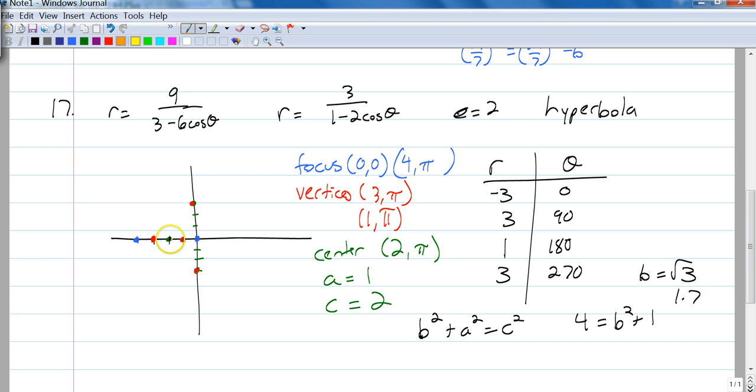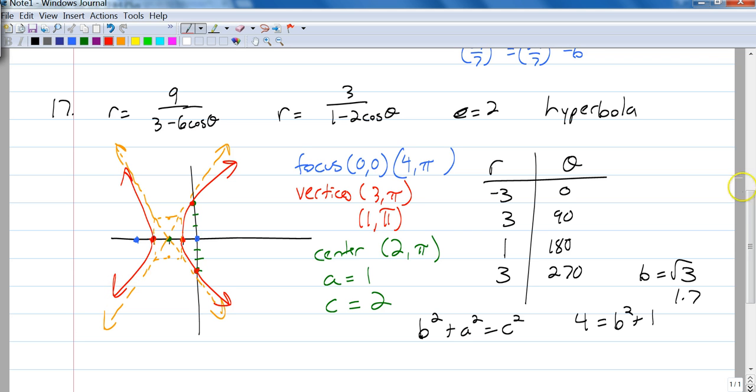So for my box, I'm moving up about 1.7 in this direction. So about there and about there. So now I have my box. I have my asymptotes that go through the center and the corners of the box. And now I can graph my hyperbola. You don't need points over here. You can just kind of graph it.